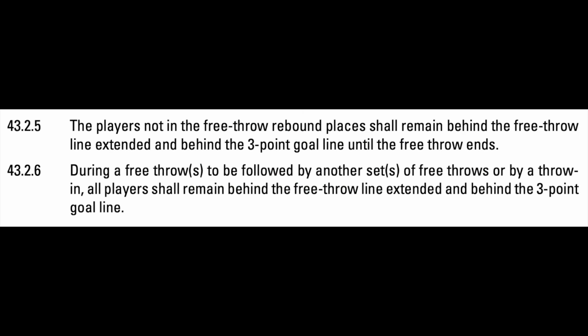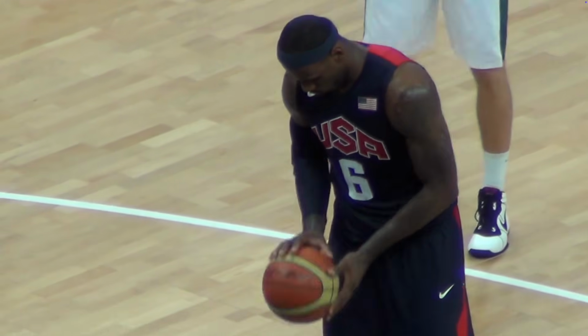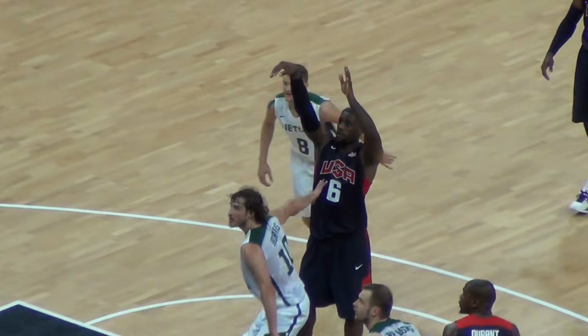Now that we've looked at the free throw shooter and the people at the rebound places, we're looking at the rest of the players. Those players will remain behind the free throw line extended and behind the 3-point goal line until the free throw ends, which means when the ball hits the rim, then they can enter. Now they can leave those spaces. So it's when the free throw ends.